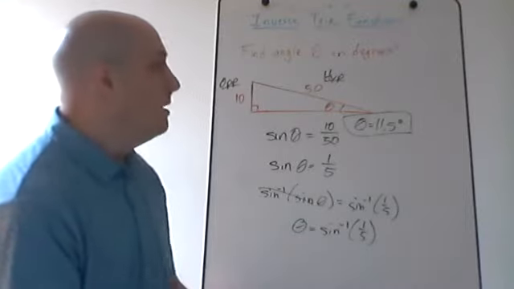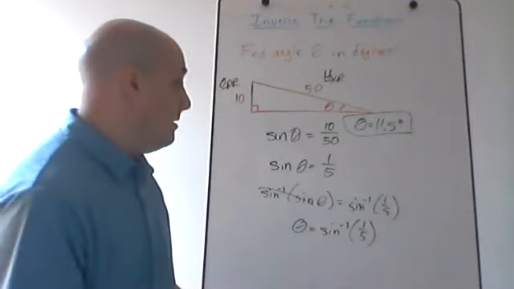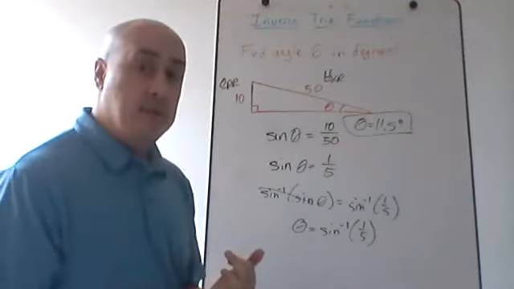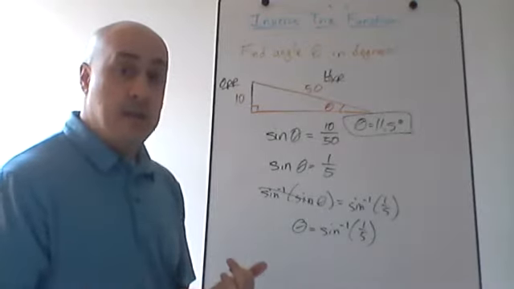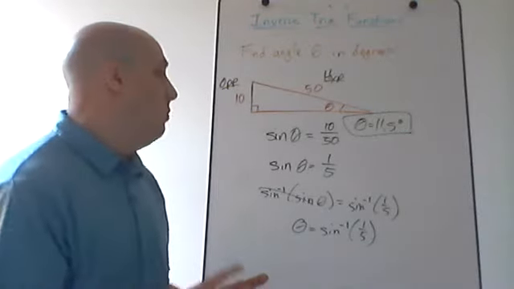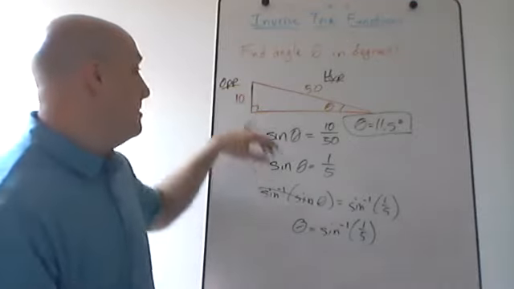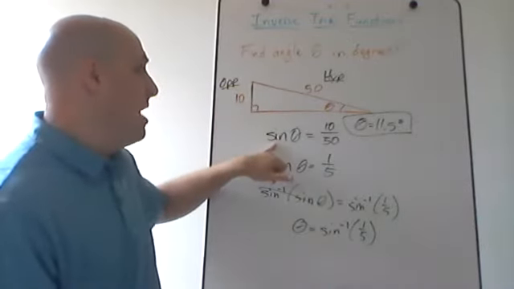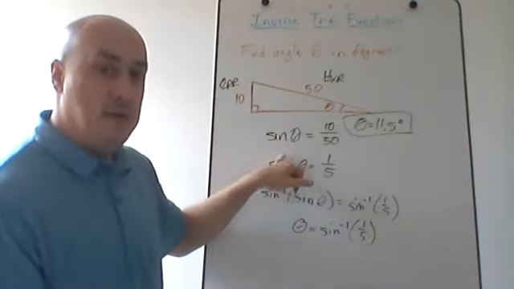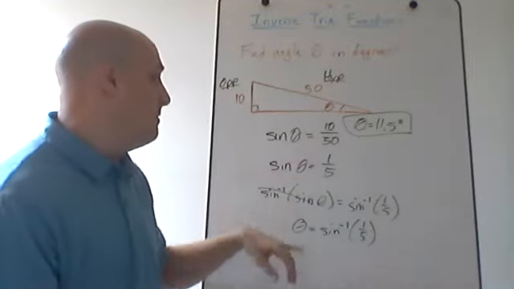All right, so again, when you're solving for an angle of a triangle, which two sides do you know as far as adjacent, opposite, hypotenuse? Which of the trig functions relates to those sides? In this case, the opposite and the hypotenuse is the sine function. Set up that trig ratio: sine of theta equals 10/50.